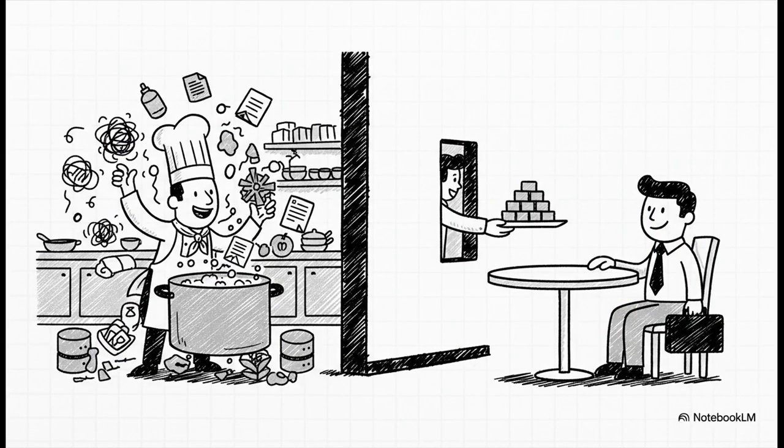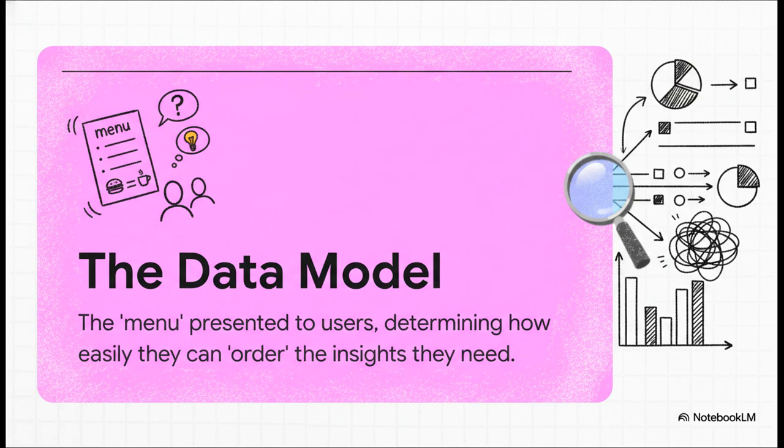To really get a handle on this, let's use a great analogy from the classic book, The Data Warehouse Toolkit. Think about your whole data system like a restaurant. All that behind-the-scenes work, cleaning the data, getting it ready, transforming it, all that messy stuff is happening back in the kitchen. So if that's the kitchen, then the data model, well, that's the menu you give to your customers.